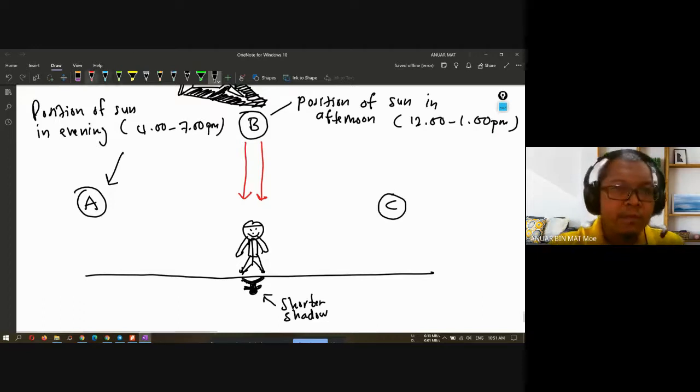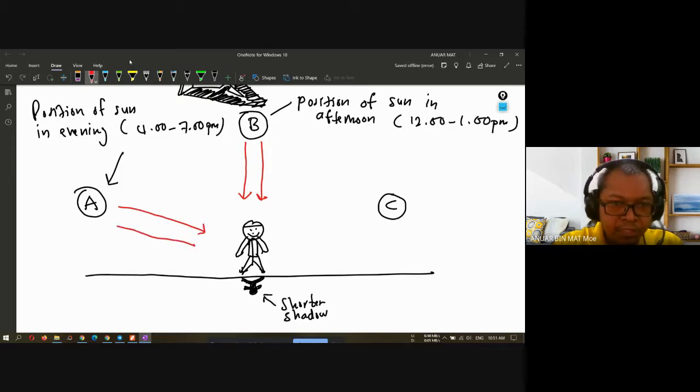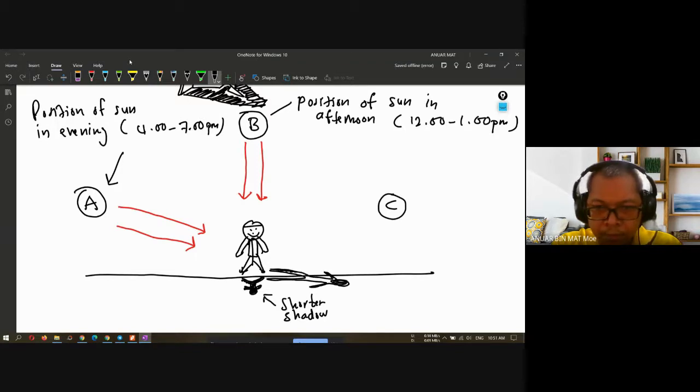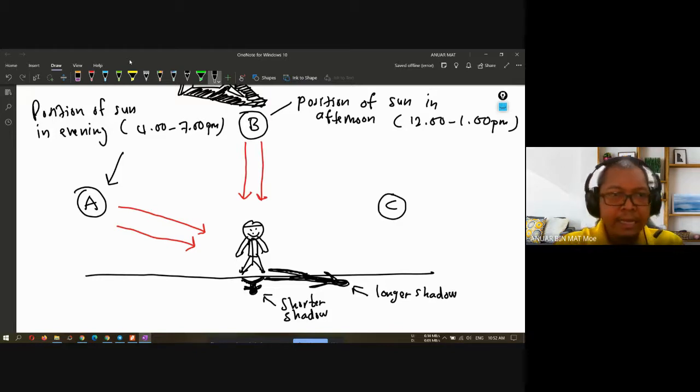Because of the light casting, the position of the sun is changing. So the shadow of the person over here will become longer or shorter? The shadow of the guy over here. There will be a longer shadow. Yes, very good. There will be a longer shadow cast by the sun in the evening.